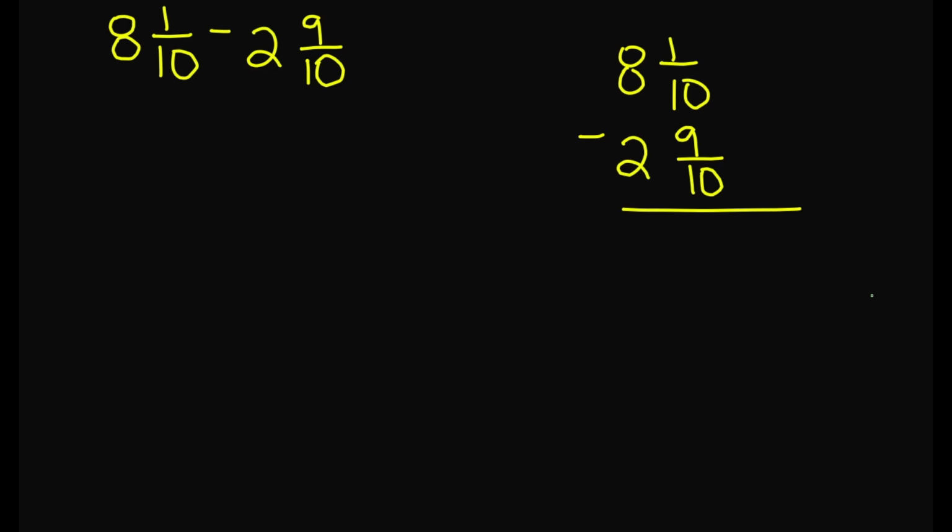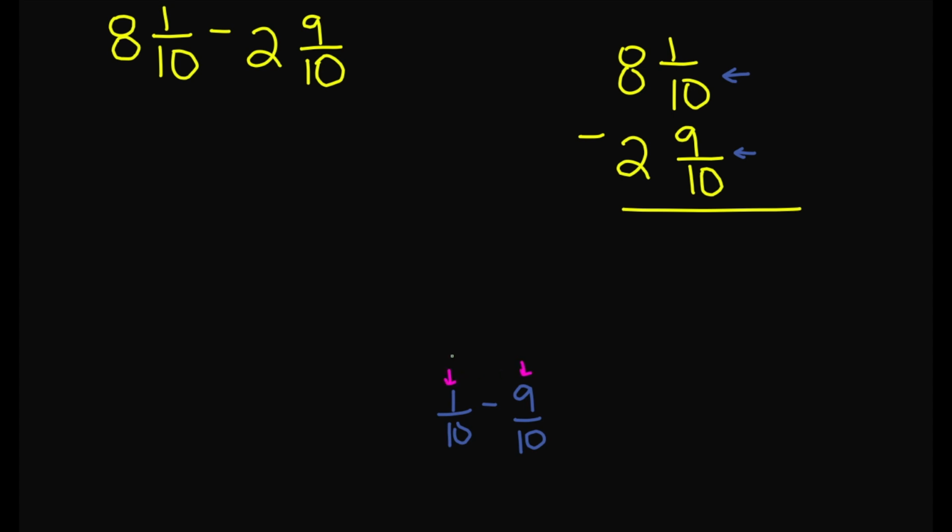So today we'll be subtracting mixed numbers. Let's look at this example here. Notice we have 1 over 10 minus 9 over 10. Now by looking at this example, notice that my 9 over 10 is larger than my 1 over 10.